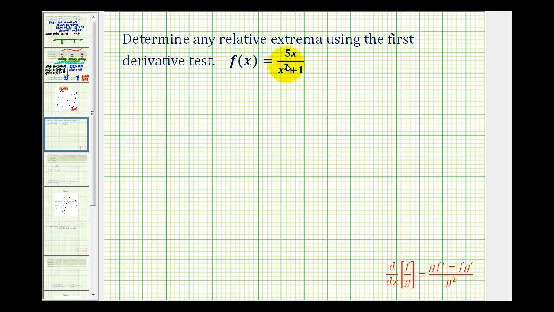Notice how our function is a quotient, so we'll apply the quotient rule to determine the derivative. So we'll let the function in the numerator equal f, and the function in the denominator equal g, and then we'll apply the quotient rule given here below. So we'll start with the denominator, which will just be the denominator squared of the original function. So we'll have x squared plus 1 to the second.